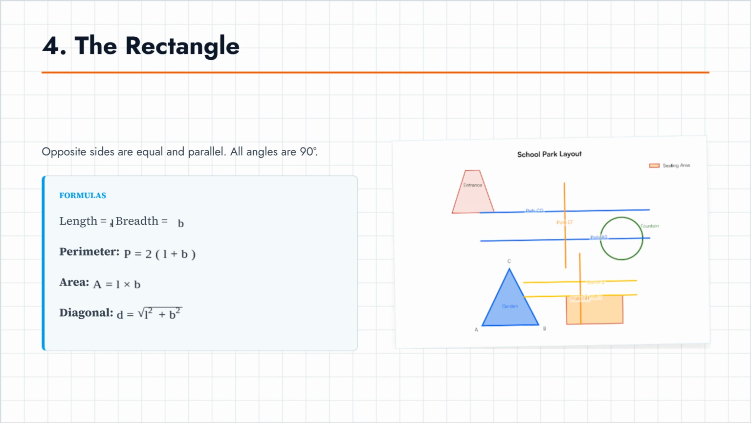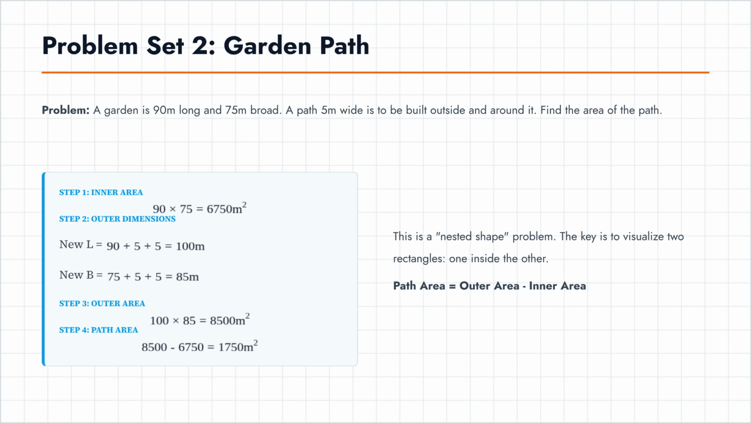The rectangle has opposite sides that are equal and parallel, with all angles at 90 degrees. The perimeter is twice the sum of the length and breadth, and the area is length times breadth. Problem set 2 involves a nested shape problem.